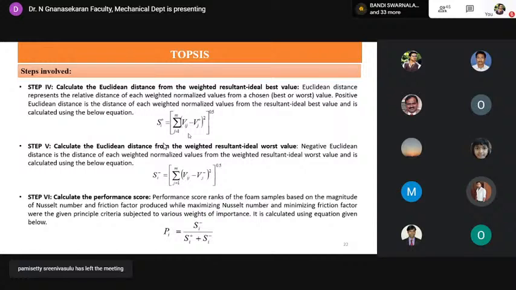And at step 6, we are going to calculate the performance. So performance is going to be based on the Euclidean distance, with respect to Si minus and Si plus. So these are the steps. These are very, very simple steps. You can easily understand. Everything is in the form of a matrix. When you apply, it is in the form of a table. When you apply all these things, it can be easily converted into the performance score.